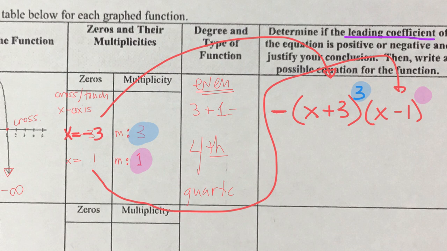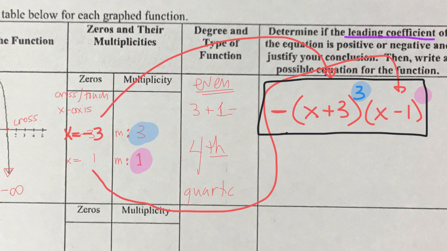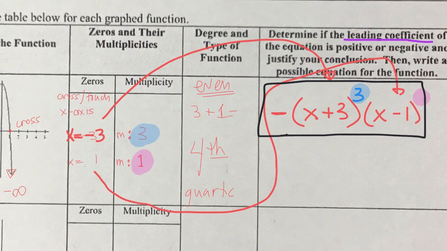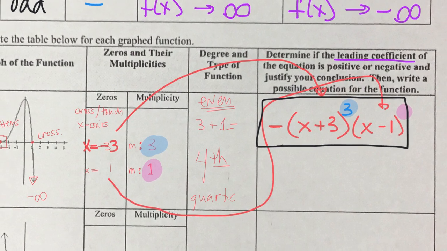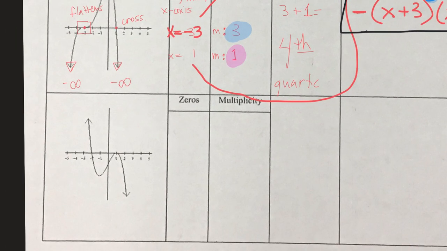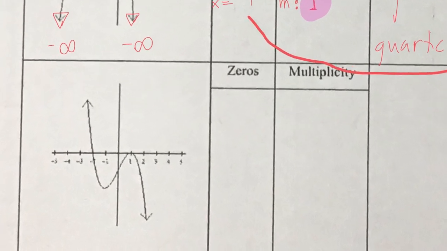Okay, so this is a possible equation as factored, right? These are the factors. So this is what we're looking for right here. Okay, unless they ask you to multiply it all out in standard form, that is sufficient for your equation. Okay, then write a possible equation. There we go. All right, the second one here.